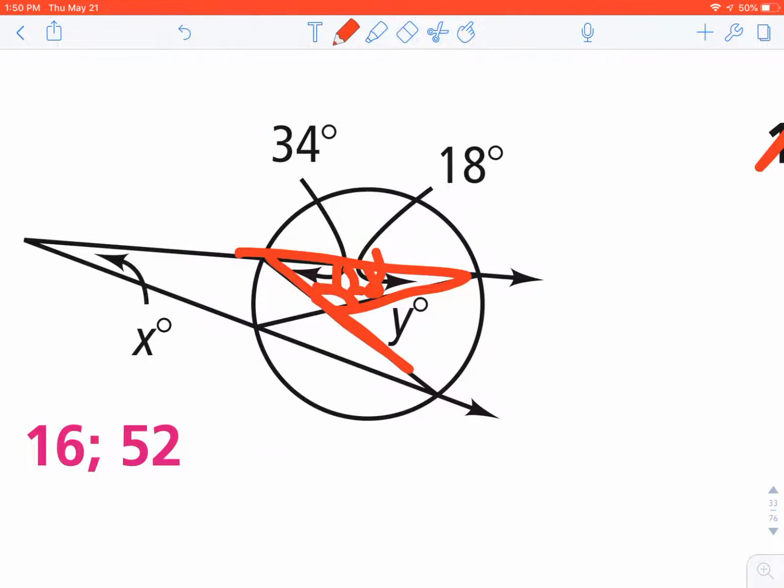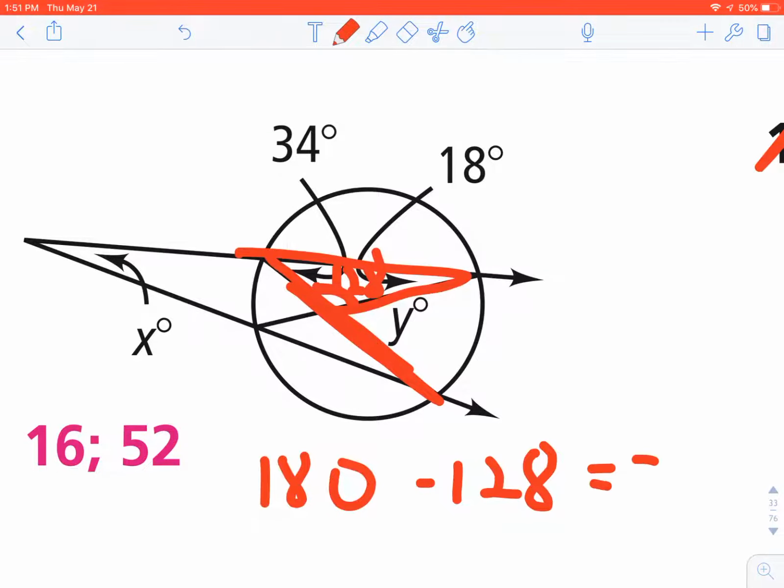Well, now the 128 and angle y are a linear pair. So if you take your 180 and subtract from it your 128, you get 52 degrees. Okay? So that's the longer way to do that.